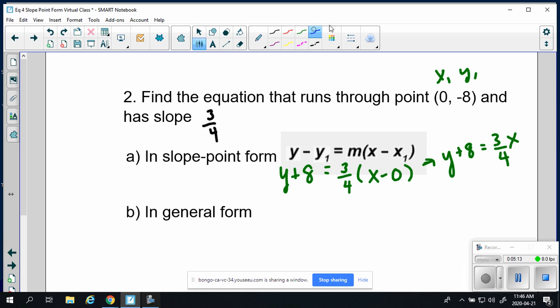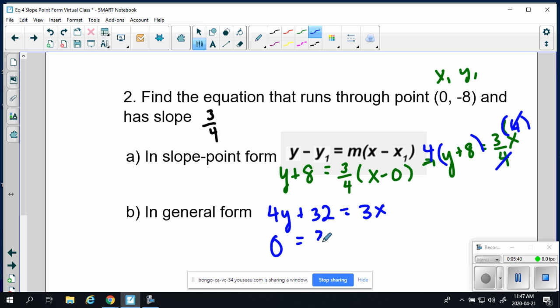To convert to general form, I'm going to choose to use this version of the equation just because it's a bit cleaner, easier for me to deal with. So for general form, I'm going to try and kill my fractions first. So I will multiply both sides by 4, this side and this side. So then on the left side, I'm going to have 4y plus 32 is equal to 3x. And then I will move everything over to the right side. So 3x minus 4y minus 32 is your equation in general form.